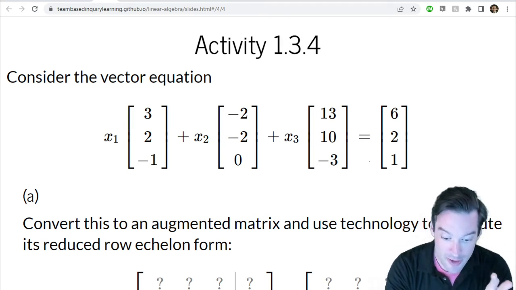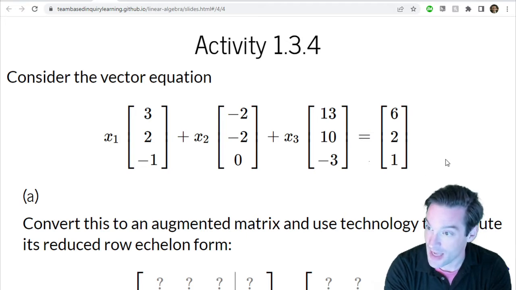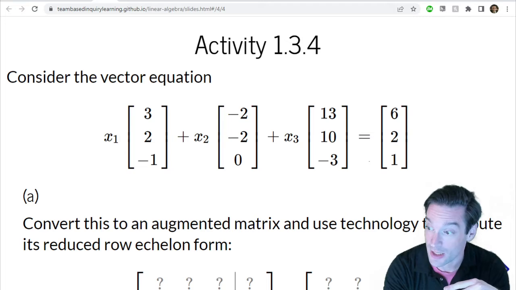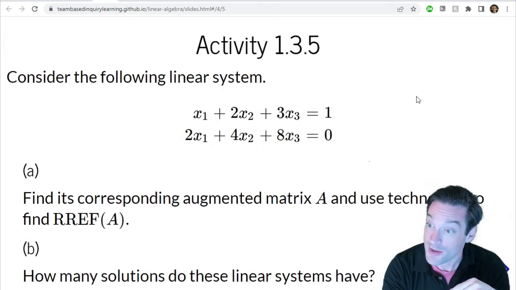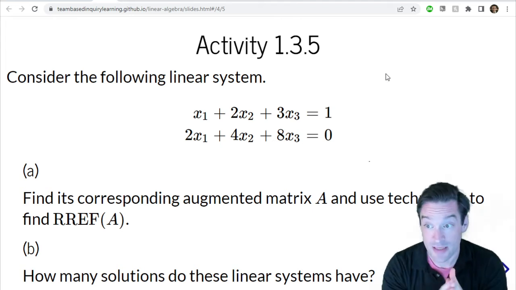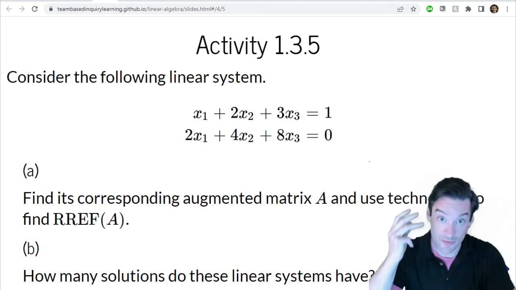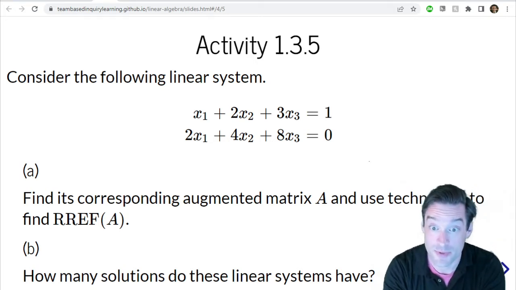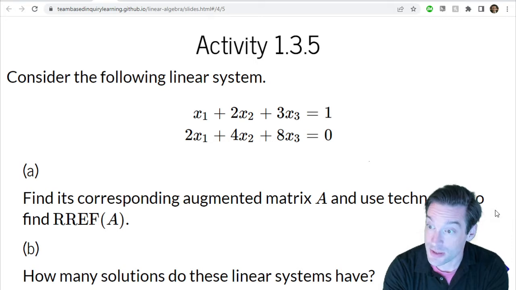So when you look in your activity sheet, this example, activity 134, I did out for you. So I do encourage you to take a look at that at some point during the week this week. But I want us to focus for the remainder of our energy today on this activity. So we're given a system of two linear equations in the three unknowns, x1, x2, and x3. And we want to find its solution set.